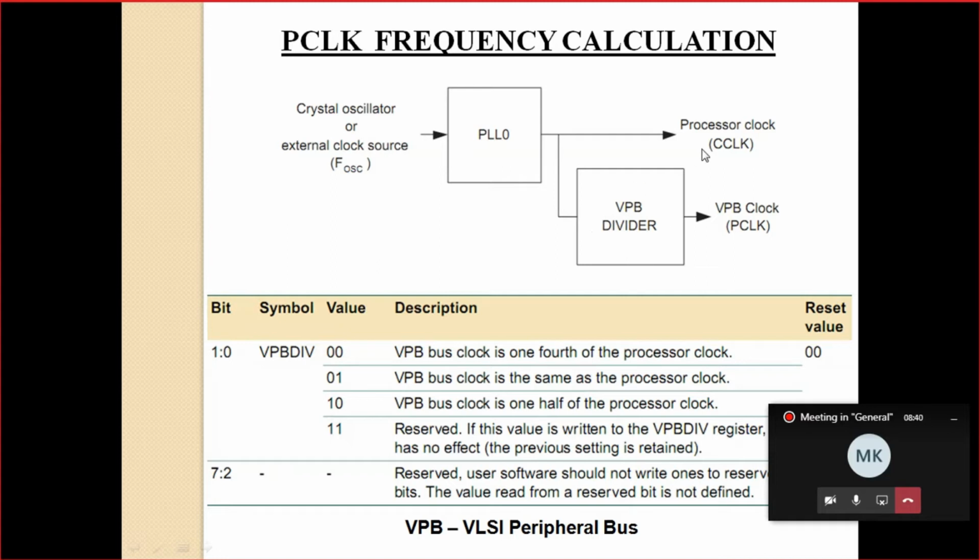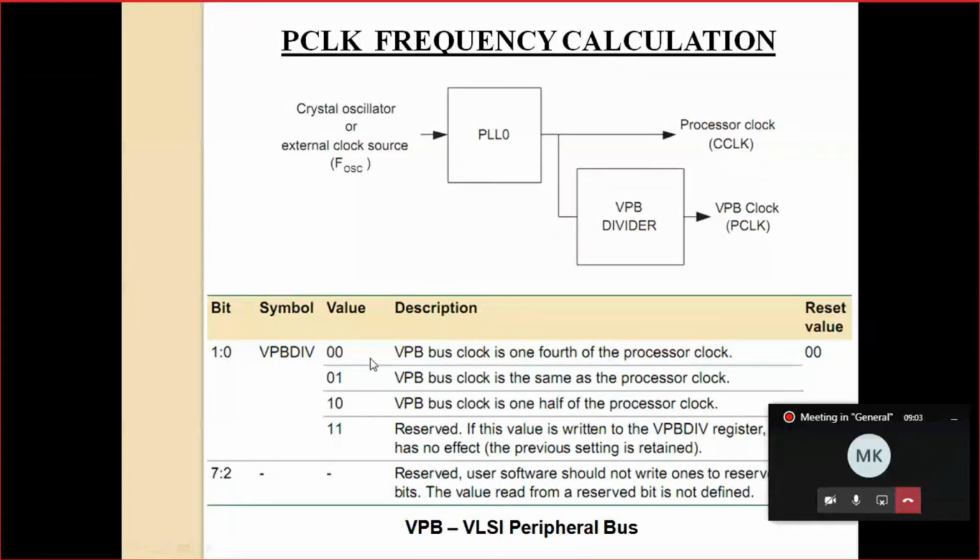Right. So now I have configured CCLK as 60 MHz in the previous step. In this step you are going to configure the PCLK. How will you configure it? By using the VPB divider. For configuring this block, you have a register known as VPB divider. By configuring this, you can configure PCLK.